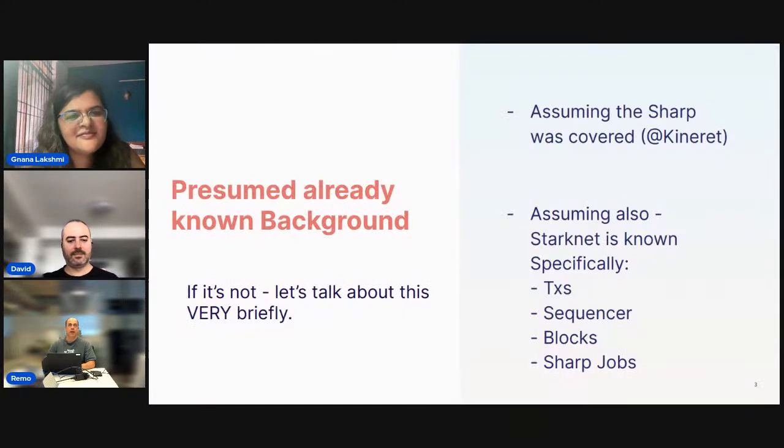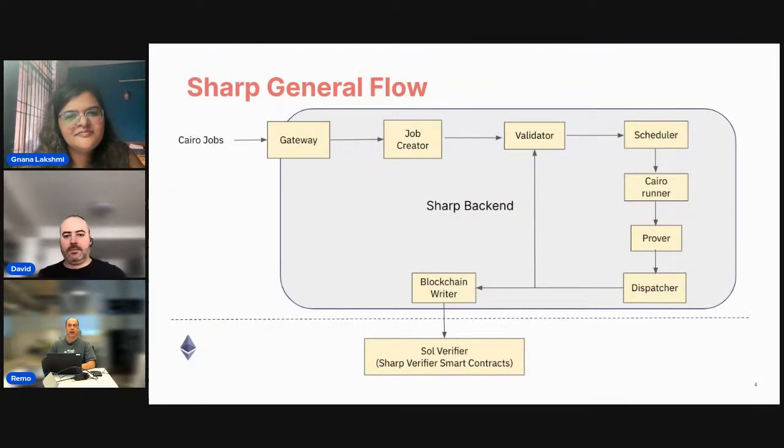Okay. So we covered the background and this slide shows the flow of jobs from StarkNet, sending Cairo jobs onto the system. It's validated, it's scheduled, it gets into the mid-grind of SHARP, it's proven, it's reiterated if it's a recursive proof, which in the case of SHARP it is. And eventually it goes down through our component called the blockchain writer onto the blockchain, hence our Solidity verifier contract, or actually it's not one contract, it's a bundle of contracts.